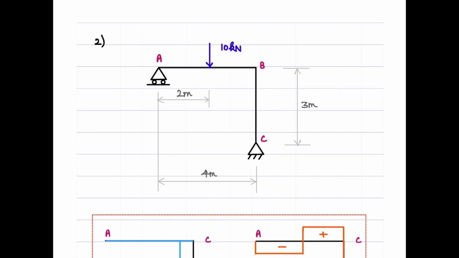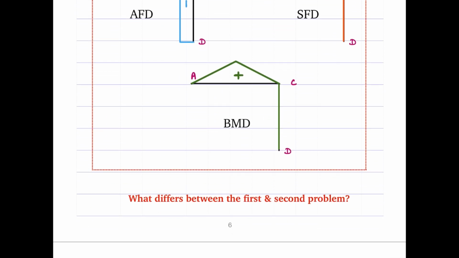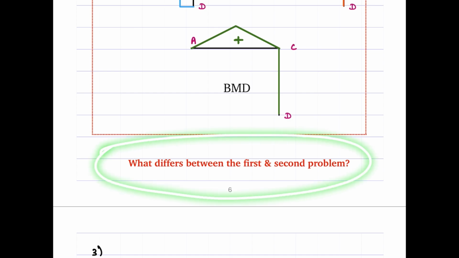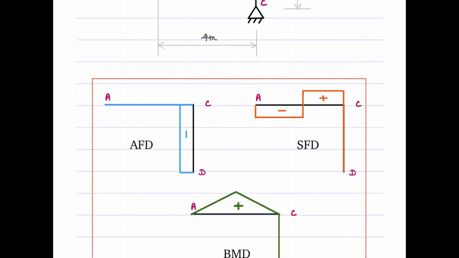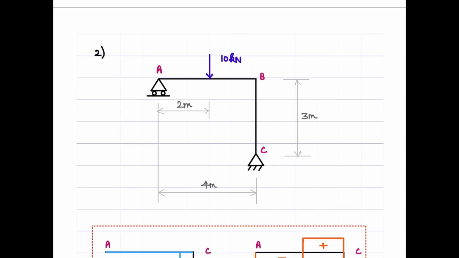Do they cause any change? I mean, will the interchanging of supports cause any difference in the AFD, SFD, and BMD? As I told earlier, I drew it as such, so they remain identical. What difference is there then between the first problem and second problem? If you draw the reflected profile, however, it will be different. So you can try this problem and see how it works.